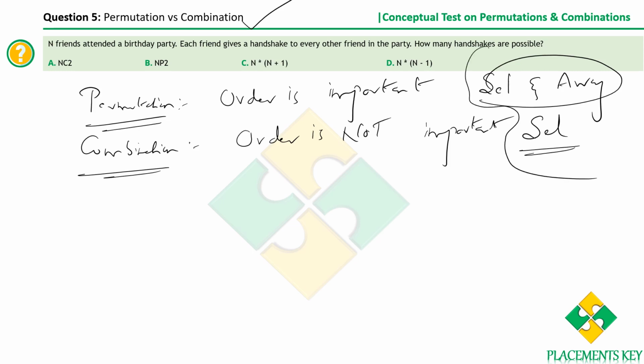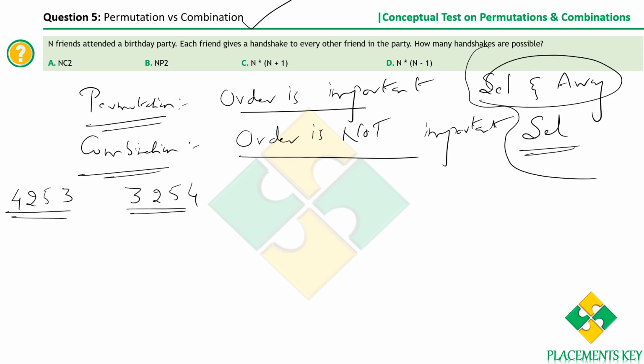Now let's analyze by this. Permutation: order is important. Combination: order is not important. Let me give an example. Let's assume you go to an ATM center, and you have to type your 4-digit PIN code there. Let's assume that your PIN code is 4253. If you interchange the digits and type 3, 2, 5, 4, can you access your account? No, you can't, right? Only if you type it as 4253 will you be able to access your account. Therefore, is order important here? Yes, order is important.